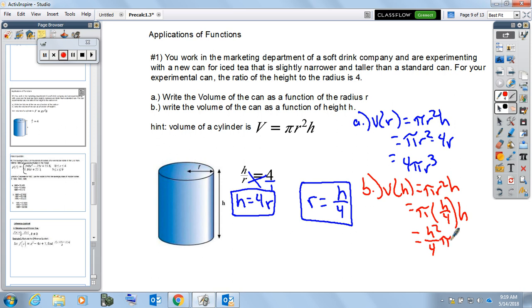Oh, I'm sorry, actually, hold on guys. I made a little mistake right here. I did not square it. Something didn't look right. Let me back up. That becomes h cubed over 16 times pi. Glad I caught that. So we're going to get h cubed over 16 times pi, because it was r squared. So be careful on that. Don't make those mistakes either.